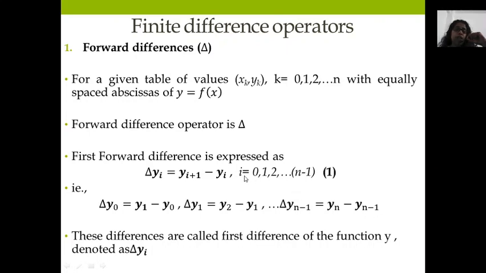Remember, i can vary from 0 to n minus 1. Why? Because here the maximum limit of y is n. So our equation has to end with y(n minus 1). So these differences are called first differences, or first forward differences of the function y. Then you may think is there any second differences or third differences? Of course, there are first, second and third and nth forward differences.